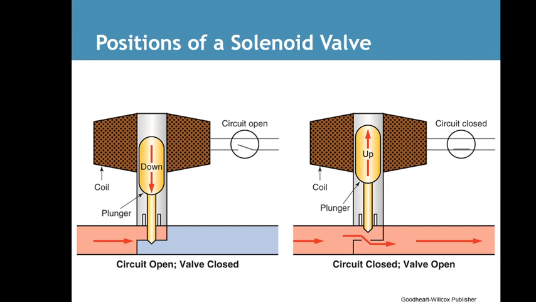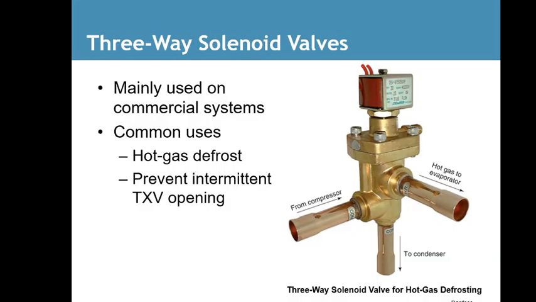This is showing you a breakdown of the solenoid valve. When the circuit opens, the valve closes. When the circuit closes, the valve opens. Three-way solenoid valves are mainly used on commercial systems. A common use is hot gas defrost to prevent intermittent TXV opening.